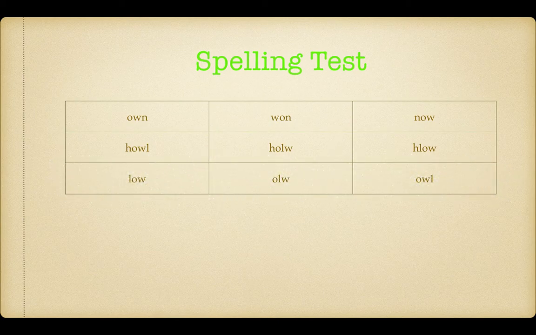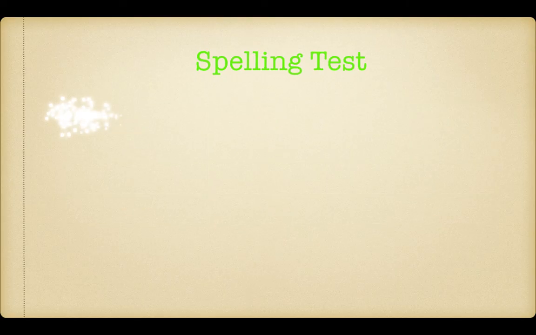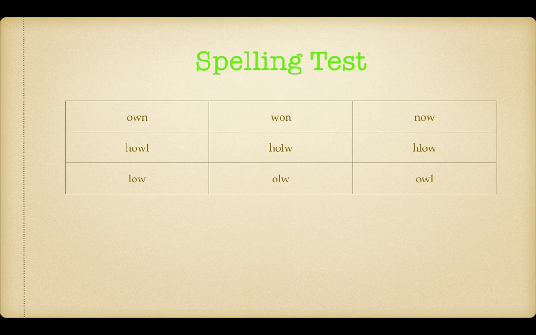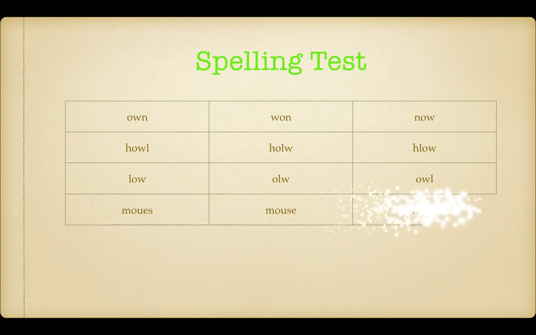Number 3, which word? Oh dear, that went back. So here we are, we've got how, and the next one is owl. Which word is owl? Make sure you get the spelling correct. Number 4, mouse. Which word is mouse? And it has to have the correct spelling. Which word is it? Is it the first, second, or third word?